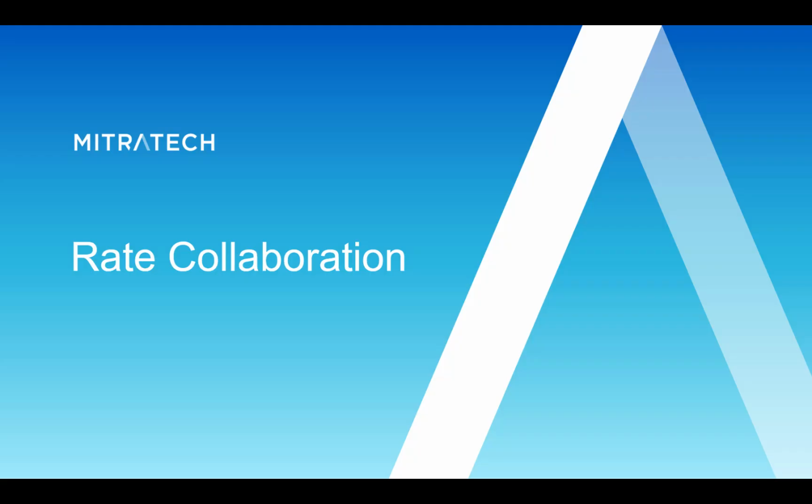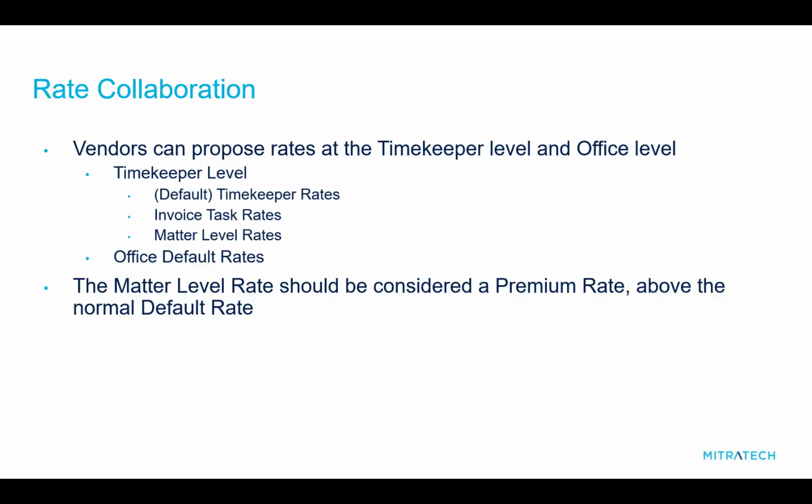Now we'll review rate collaboration. This gives us the ability to submit rate requests through Collaborati. Vendors can propose rates at the timekeeper level and office level. Again, we've already reviewed this. The timekeeper level has different options, the invoice task rates and matter level rates. Otherwise, the rate will be a default timekeeper rate. Note here that the matter level rate should be considered a premium rate, which would be above the normal default rate.